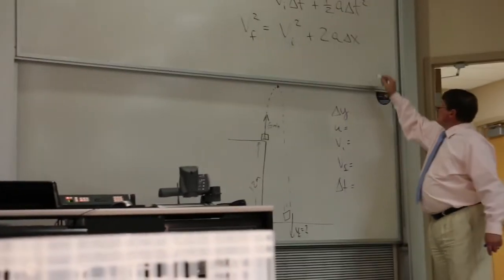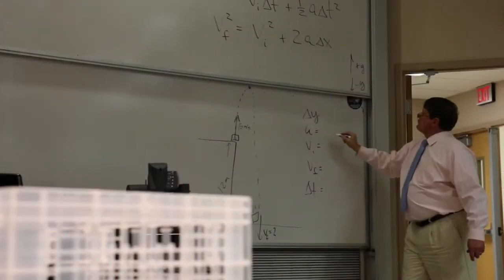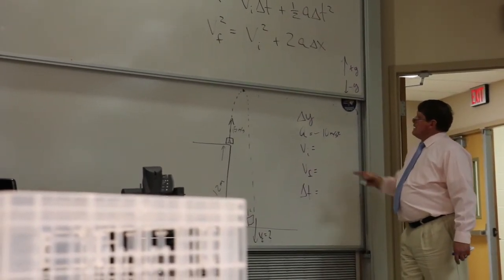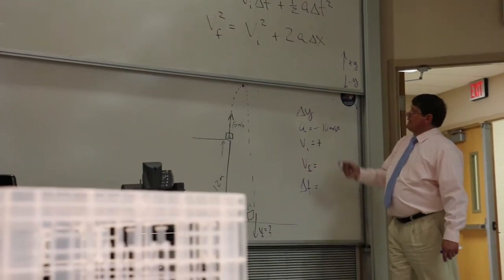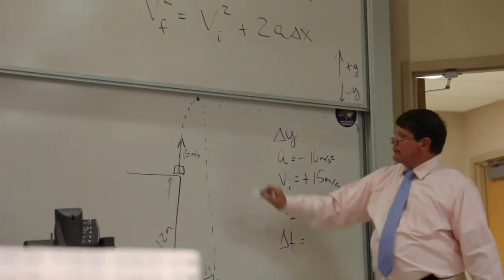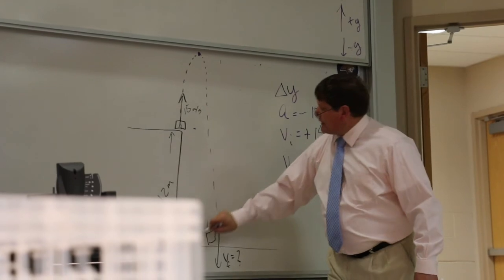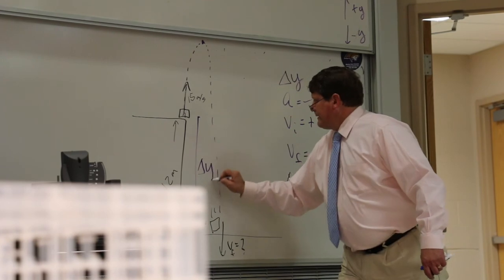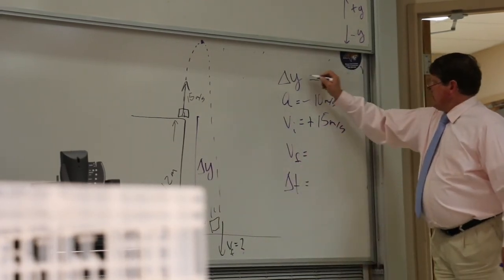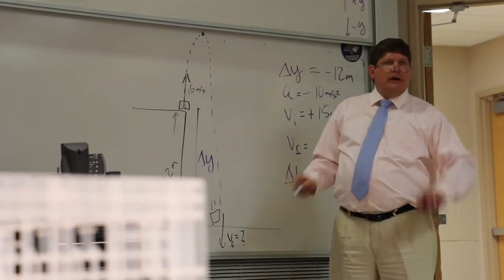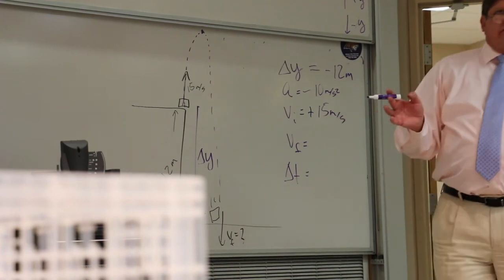If my coordinate system is up positive and down negative, this is going to be a negative 9.8, call it 10 meters per second squared. My initial velocity is going to be positive because it's up, 15 meters per second. My delta y is from the first starting point to the last ending place as the crow flies, and that's going to be a negative 12 meters. I don't have to worry about this part of the motion. That's taken care of in the equations.